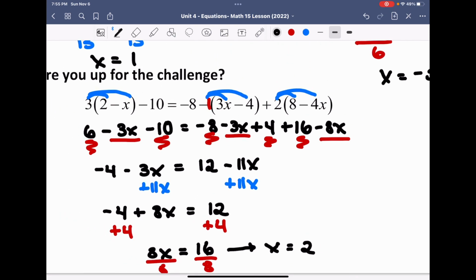So the challenge one is very difficult because I have multiple expansions, then I have to combine multiple terms, and then I have to move multiple terms across the equal sign. But as long as you're taking it step by step and remember that you have to expand, combine your like terms, and then move your variables appropriately, you will get the final solution.